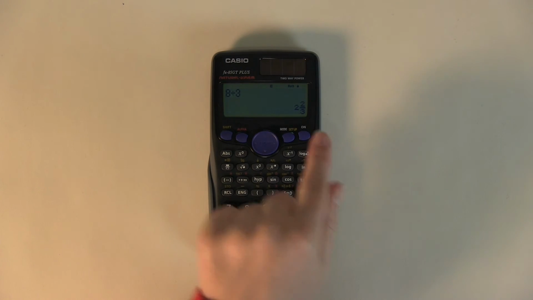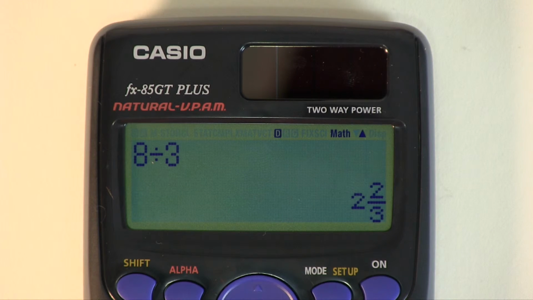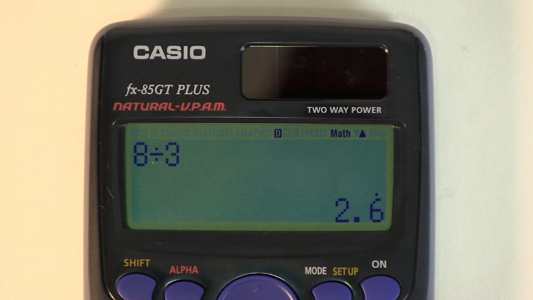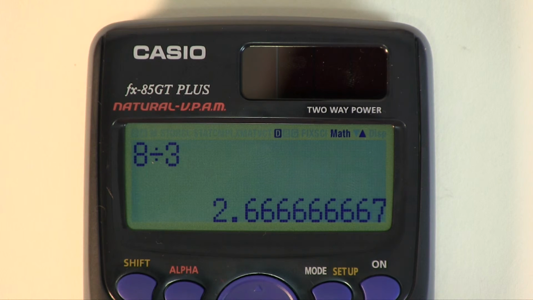Don't forget that this type of calculator, the FX85 GT Plus, has got this built-in function where the dot on top of a number indicates that the 6 is recurring infinitely. Some people find that annoying. It's not a big difference, it's just mathematically more exact.